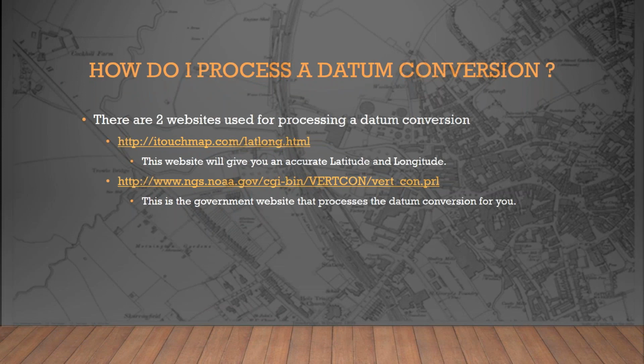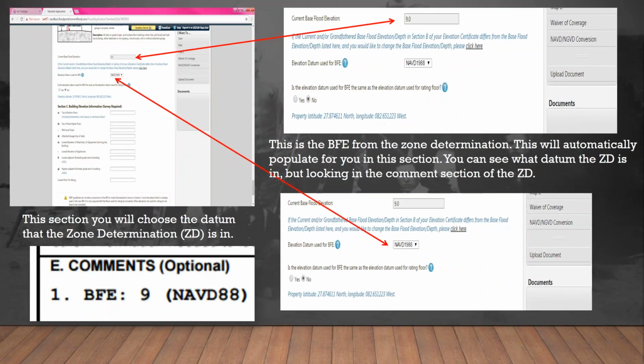So the old way that we used to do this is that there are basically two websites that we would look at. The first one is iTouchMap, and then we would go to the FEMA website for VertCon. As I had mentioned before, VertCon is the FEMA website that actually does the long math problem of converting your elevation figures from NGVD to NAVD or vice versa. So we used to have to go to each of these websites. However, we have set up our system to where we won't have to do that.